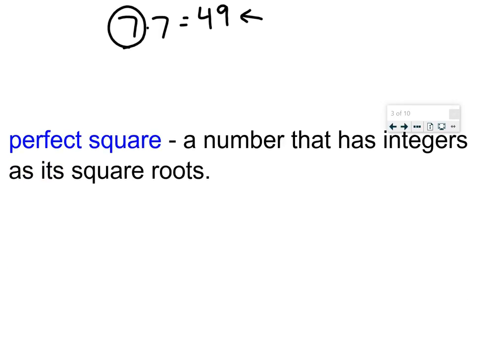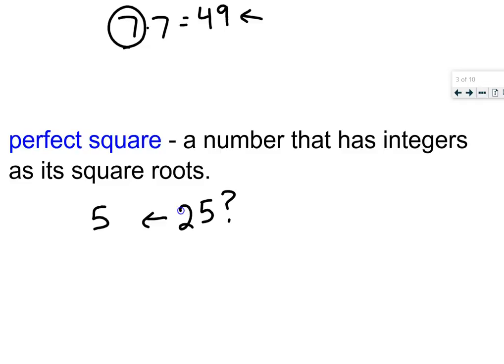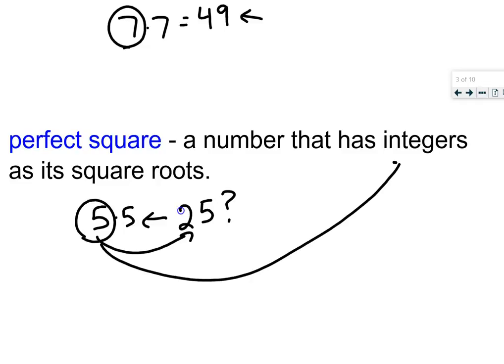A perfect square is a number that has integers as its square roots. For example, if I were to ask you what number multiplies by itself to give you 25, you would say 5. 5 times 5 gives you 25. So 5 is a square root of 25. Notice the number 5 is an integer, so 25 fits the rule of being a perfect square since its square root is an integer.